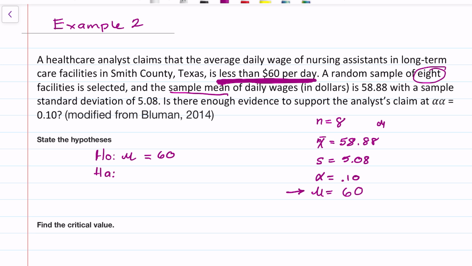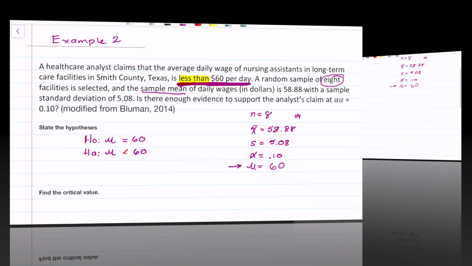The alternative is also going to have a mu, and it's also going to be 60, but the symbol for the alternative is going to be different. And for that, we need to fish for it in the text of the problem. So in this case, it's going to be less than. So less than, there you go.